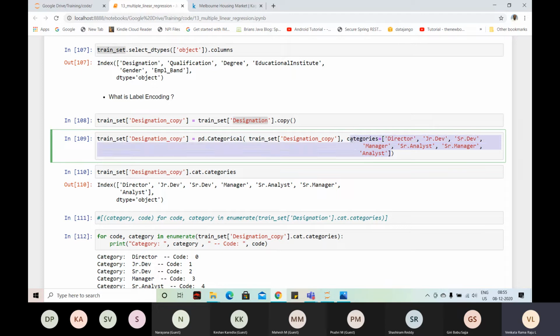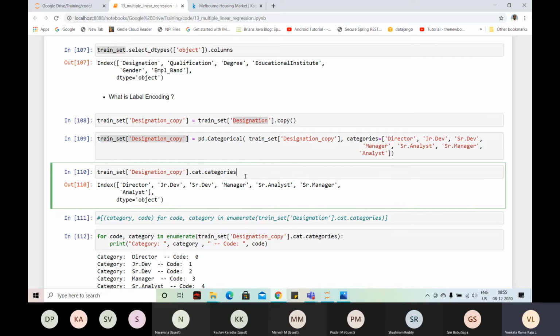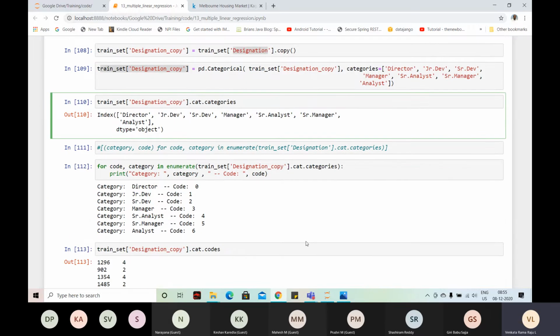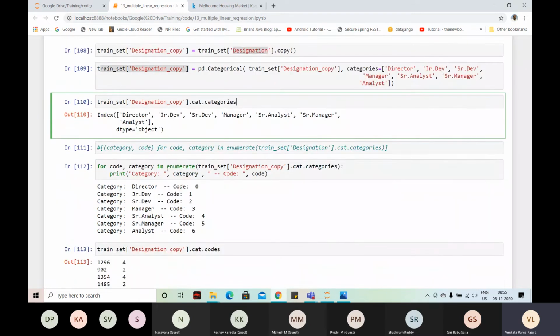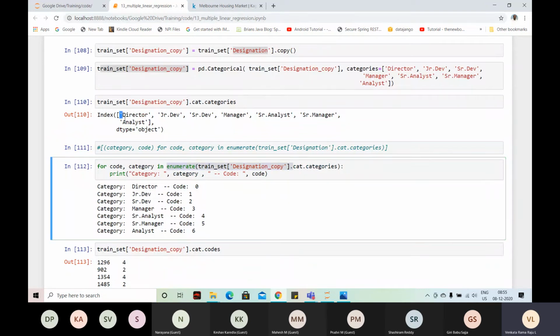Tomorrow I'll explain. This class actually takes around 3-4 hours, but I had to split it into two. So I converted it into categorical, and then on the categorical column you have a method called cat.categories and cat.codes also. The cat.categories will show you all the categories. It is a kind of list actually. When you enumerate it, what is happening? Enumerate will give you index and value. You are taking the index as the numerical value for the designation.